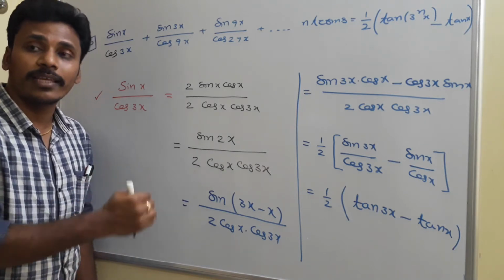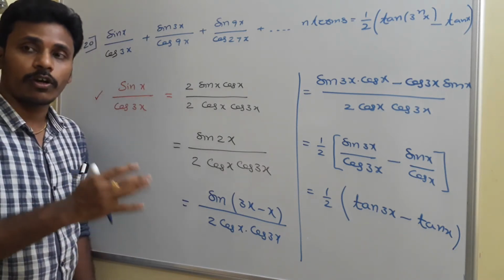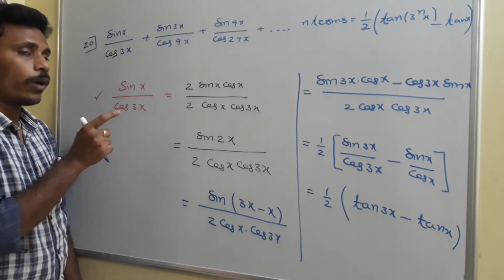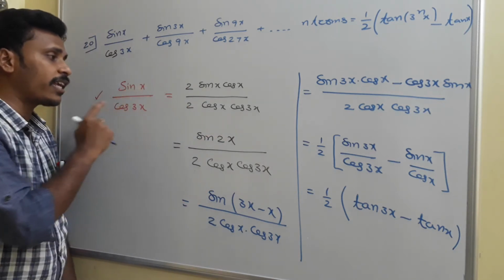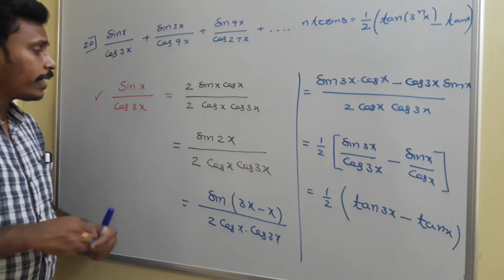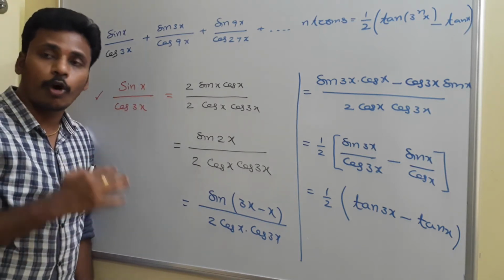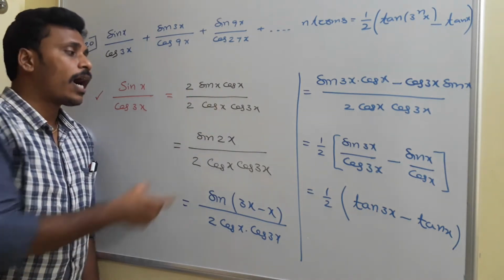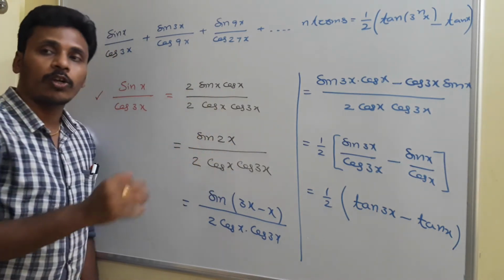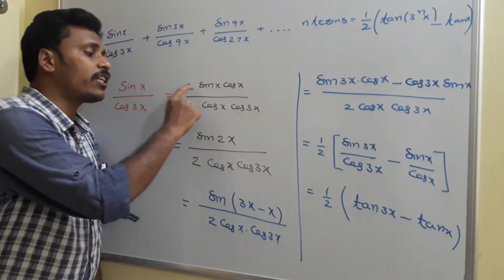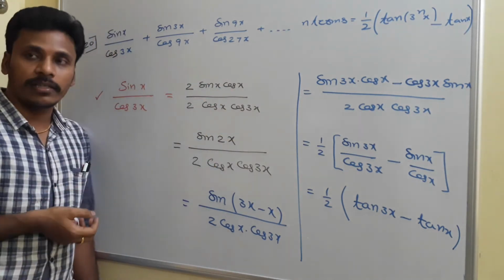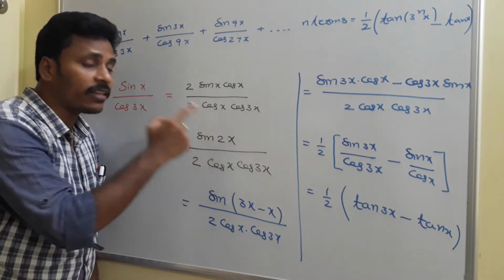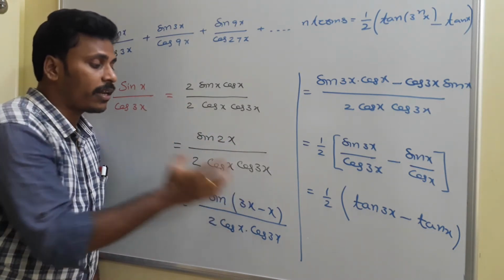Before going to think about the second term, first of all, pay your attention to this discussion of the first term. Once again, the first term is sin x by cos 3x, and I multiplied both the numerator and denominator with 2 cos x. The denominator is 2 cos x cos 3x, whereas the numerator is what? Sin 2x.